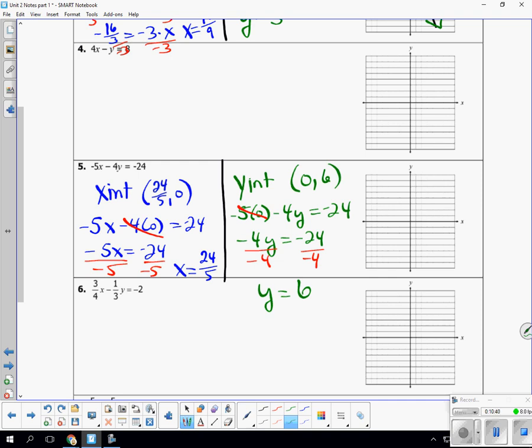Okay, so let's plot those points and draw our line. 24/5 is going to be about 4.8. 4.8, comma 0 is my x-intercept there. So almost a 5. 1, 2, 3, 4. Oh my gosh, it's hard to see. Right there, maybe. Yes, so almost a 5. And our y-intercept is going to be 0, positive 6. Right there. And I'm going to use my straight line here to draw a line for those 2 points.